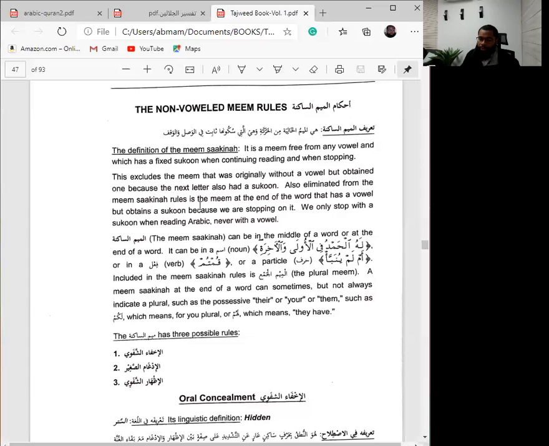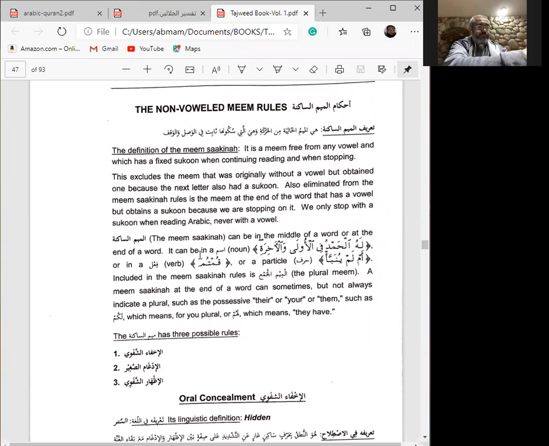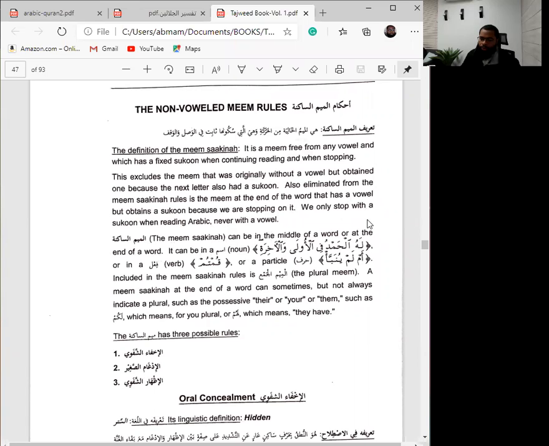Also eliminated from the meem sakina rules is the meem at the end of the word that has a vowel but obtains a sukun because we are stopping. We only stop with the sukun when reading Arabic, never with a vowel. The meem sakina can be in the middle of the word or at the end of the word. It can be an ism, a noun, وَلَهُ الْحَمْدُ, that's the example, or in a fi'l, قُمْتُمْ, or a particle, harf, أَمْ لَمْ يُنَبَّأ.